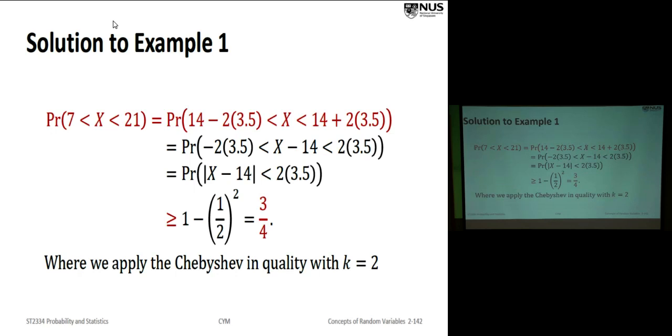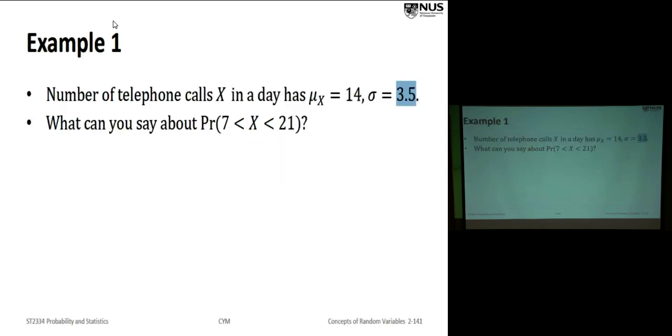So now I can subtract 14 from both of these. This probability is the same as the probability that x minus 14 is at most 2 times 3.5 and at least minus 2 times 3.5. These bounds are symmetric, so that's the same as the probability that the absolute value of x minus 14 is at most 2 times 3.5. 14 has a special value because it's the mean of x. This is a bit of a funny example because it's constructed: we know the mean and variance, so we can construct our bound in this way.